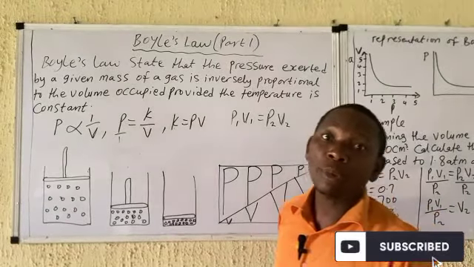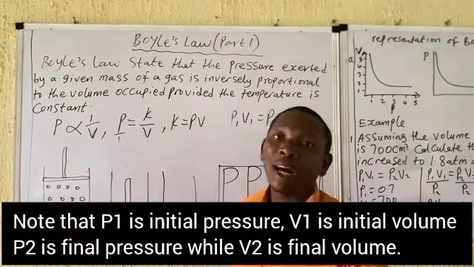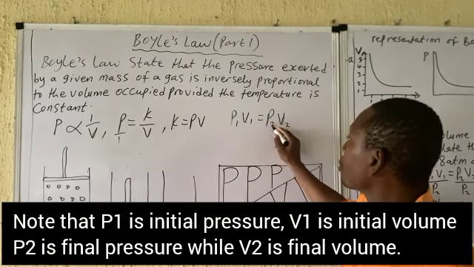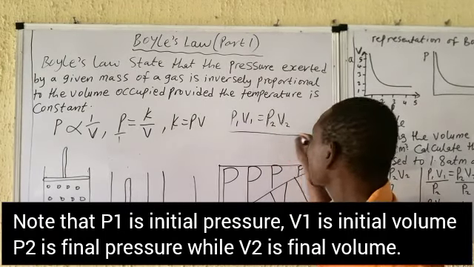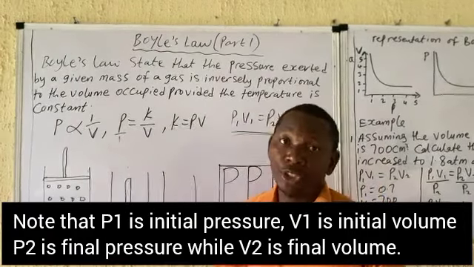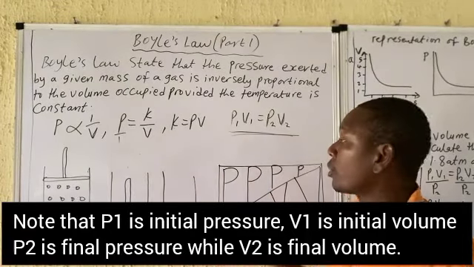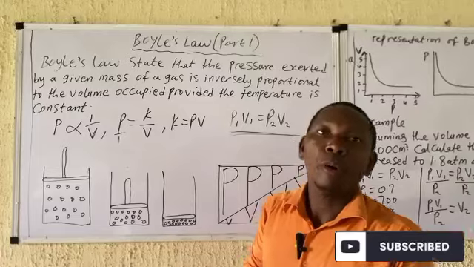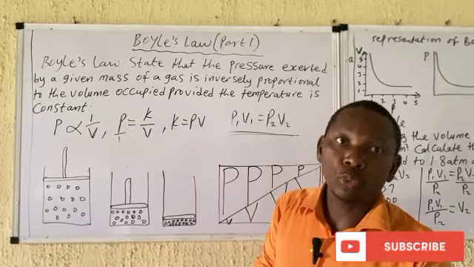In the situation where we have 2 volumes and 2 pressures, we now have P1 V1 is equal to P2 V2. So this is how this formula actually originates. That's the simple explanation for this formula. Now let's explain in simple terms how pressure increases and volume will decrease.